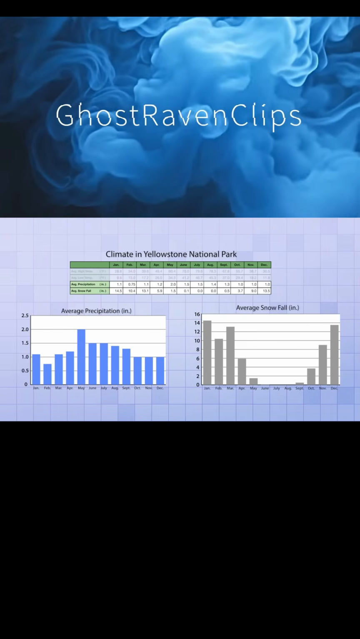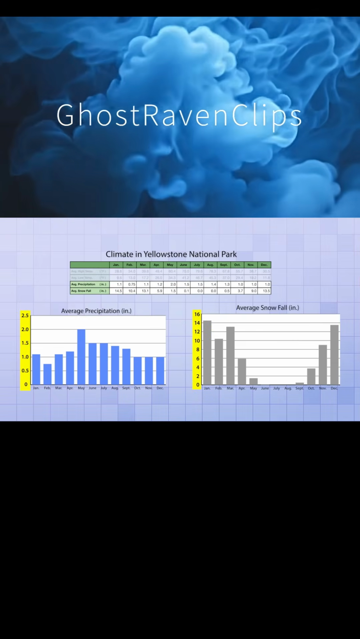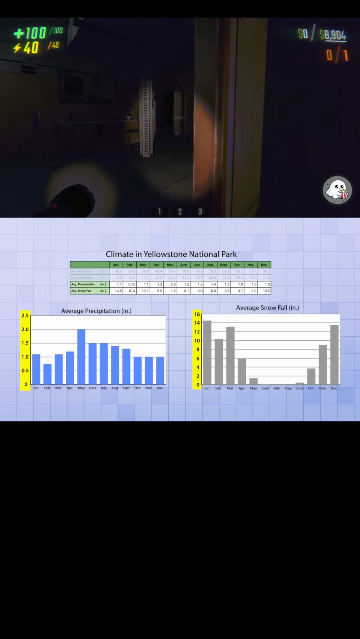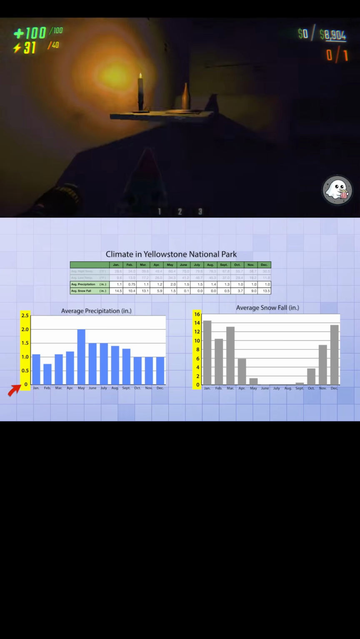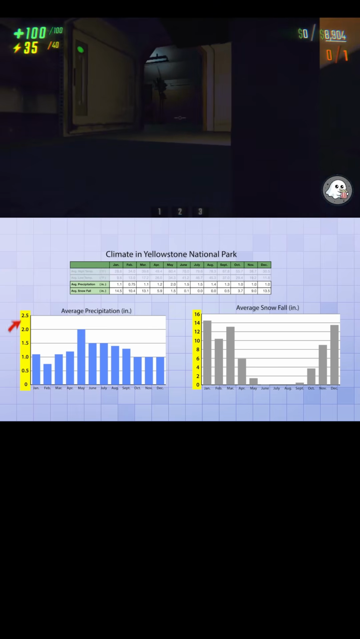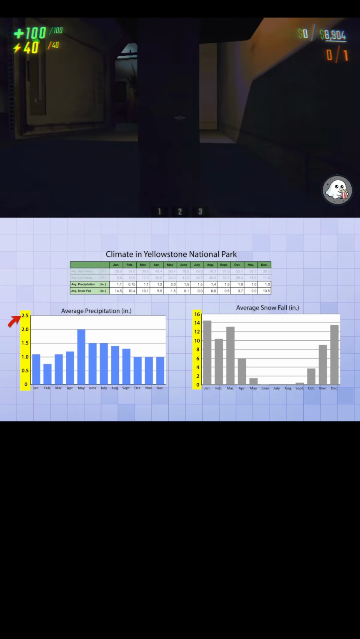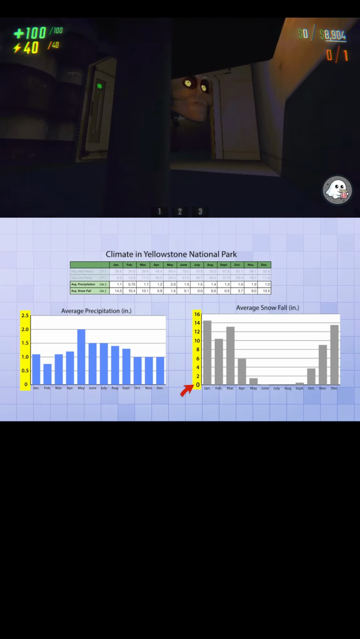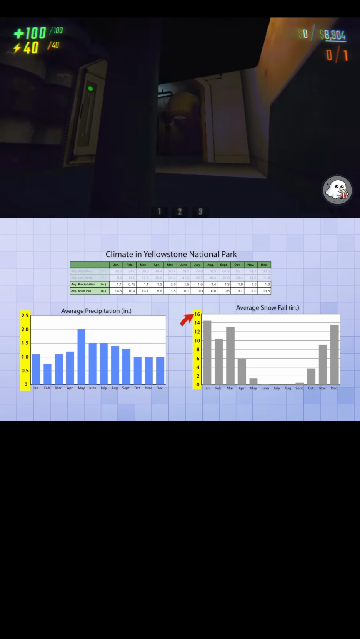Notice that these two different bar graphs have different number sequences or scales on their vertical axes. The rainfall graph starts at a minimum value of 0 inches and goes up to a maximum value of 2.5 inches, while the snowfall graph starts at 0 and goes up to a max of 16.